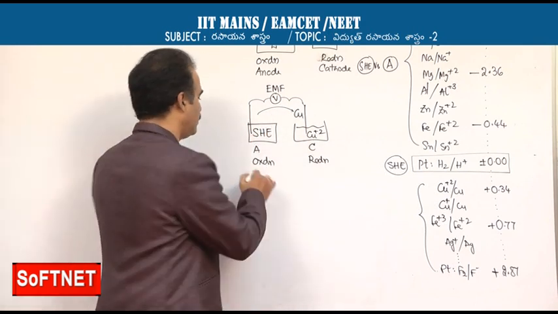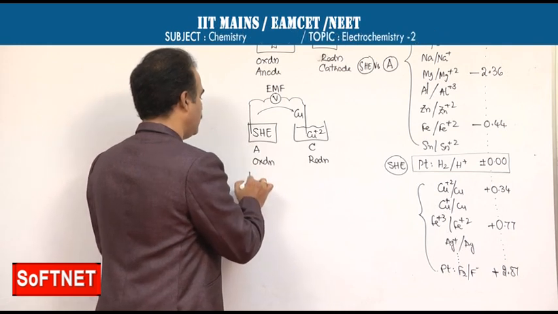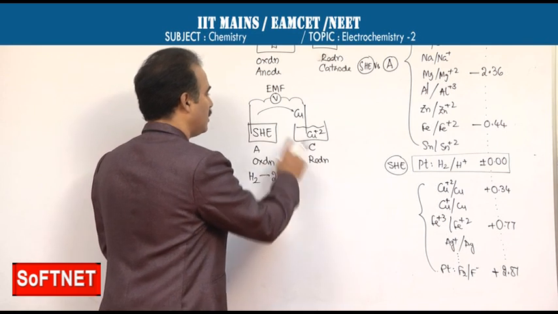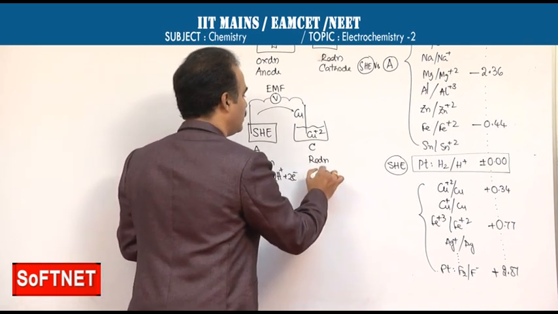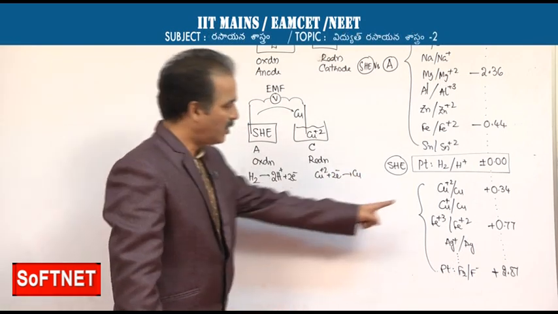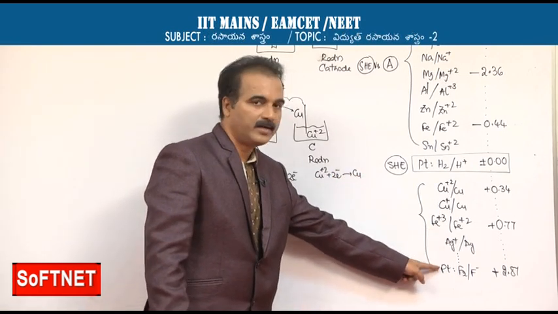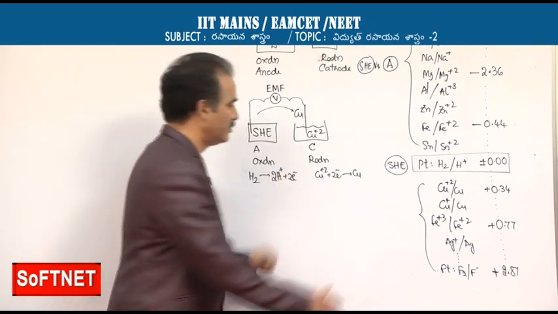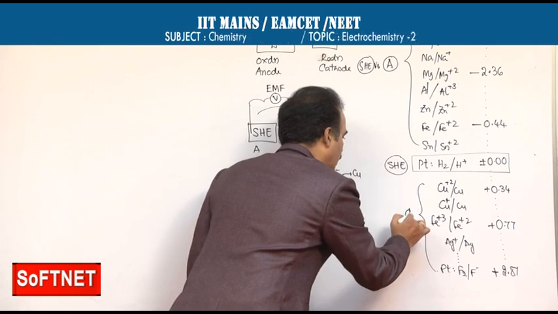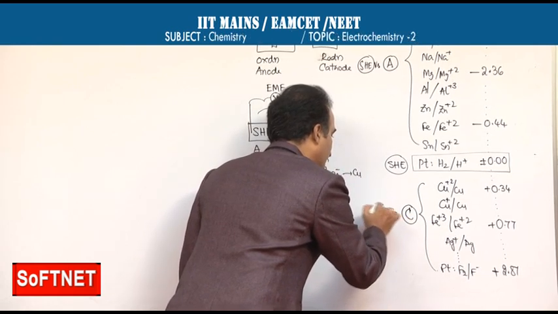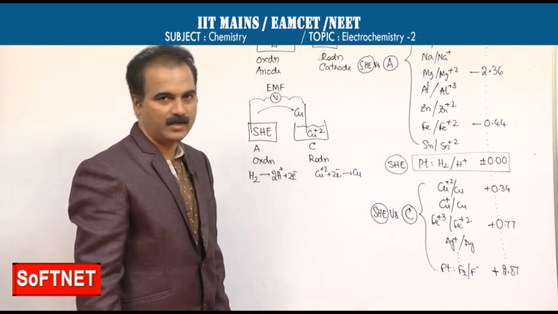Do you know the oxidation reaction here? H2 becomes 2H plus plus 2 electrons, and here copper 2 plus takes up the 2 electrons and undergoes reduction to copper. So all these electrodes, when connected to SHE, undergo reduction, so they act as cathodes with respect to the standard hydrogen electrode.